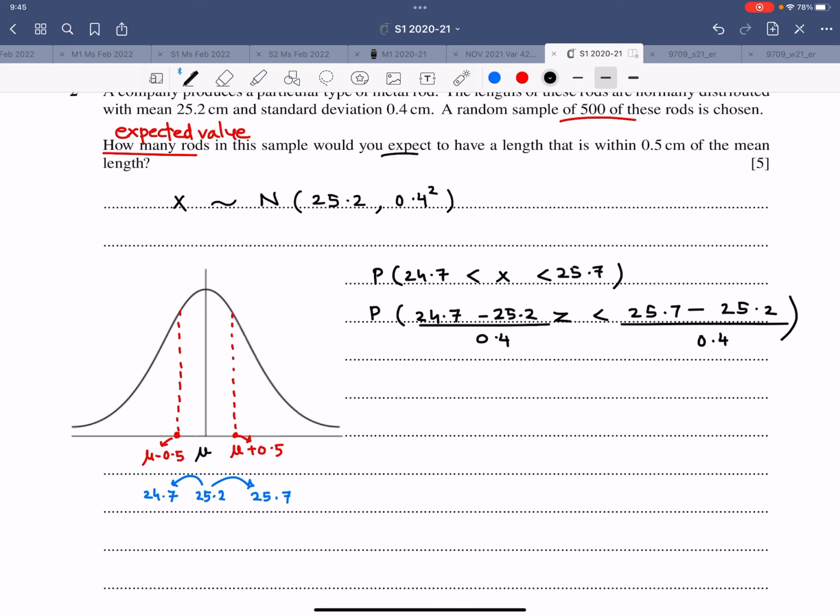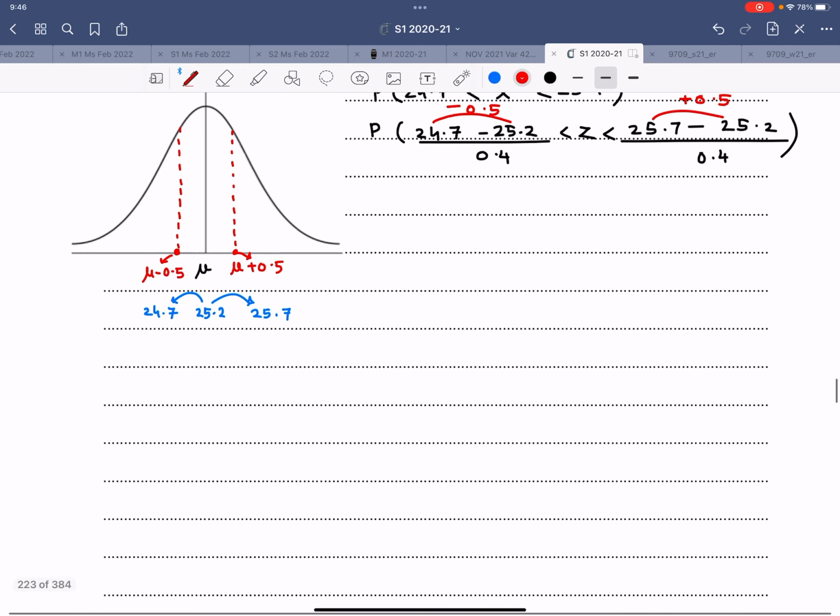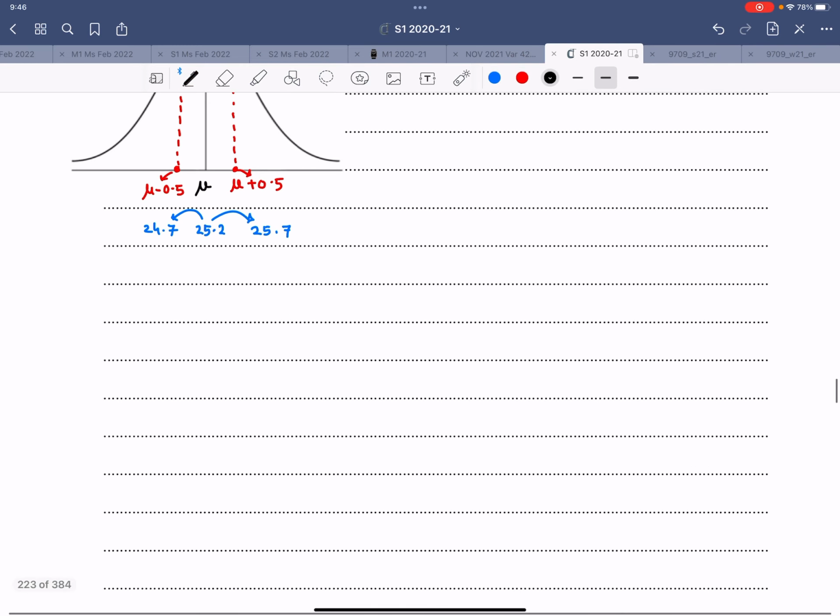And over here is your Z. So therefore, this is Z lying between these two. When you do the subtraction, this comes out to be negative 0.5. When you do the subtraction, this comes out to be positive 0.5. The same scenario would have been obtained if I had written probability X lies between mu plus 0.5 and mu minus 0.5.